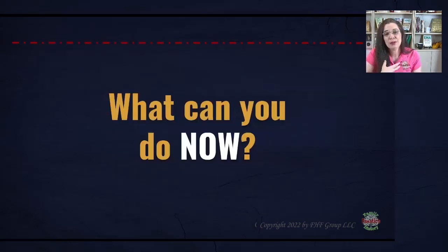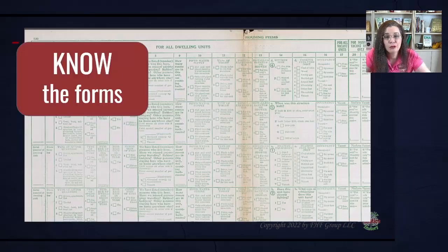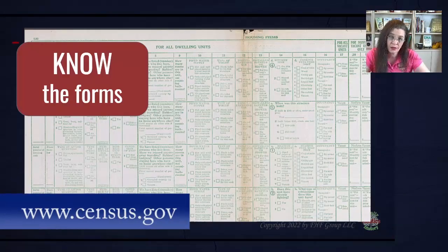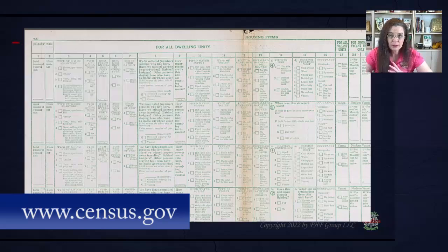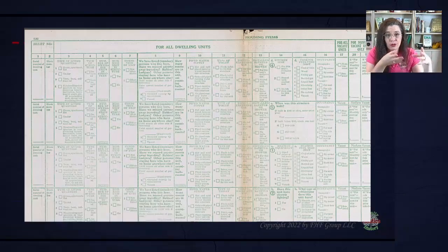So what can you do now to prepare for the 1950 census? You'll find the blank forms so you can get familiar with what you're going to see. Now, there are 2 forms on the website. There's going to be a household census, and then there's going to be people census records. And so you can begin looking at the household records, see what types of questions were asked.